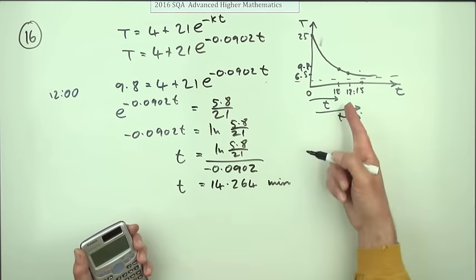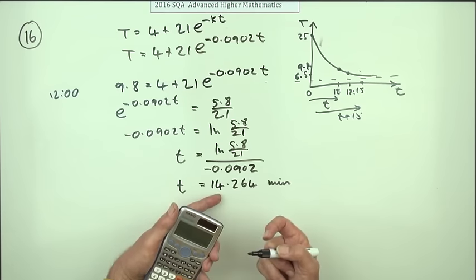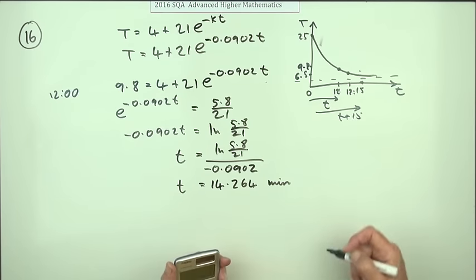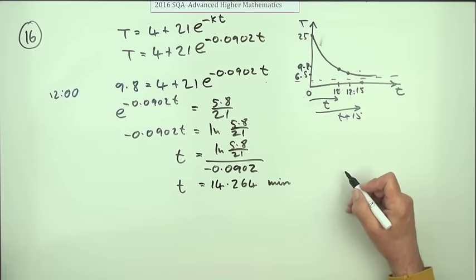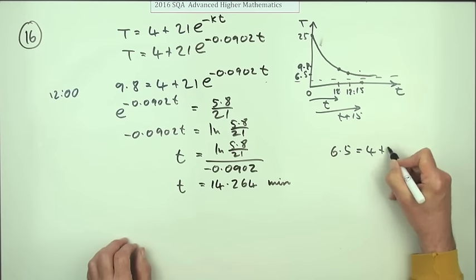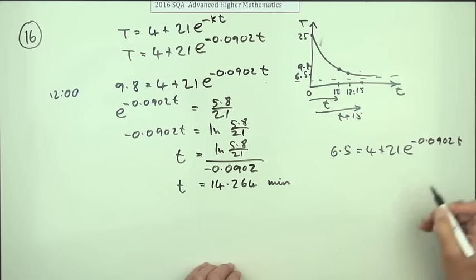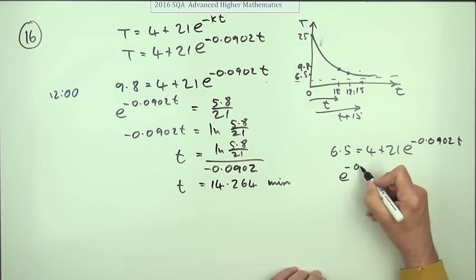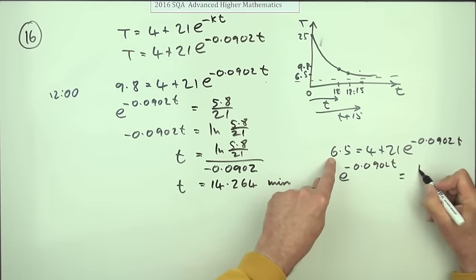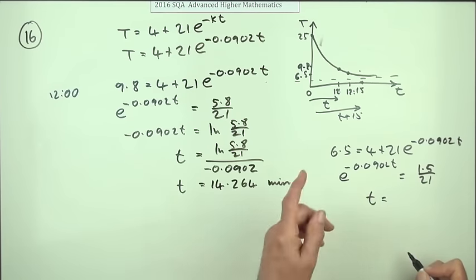Now, just as a check, I could check if that also works for this one, rather than just saying, well, the start time was 14 and a bit minutes before 12. I think I'll just confirm that with the other equation. That's this one here. So when it got to 6.5, I would have 6.5 equals 4 plus 21e to the negative 0.0902t. So following the same route, that should be, taking that away, 1.5 over 21.